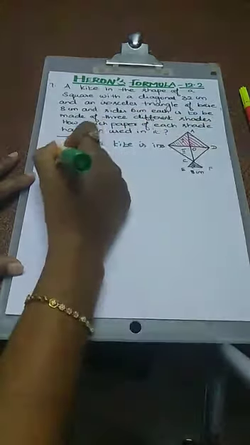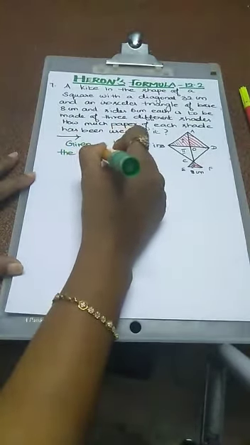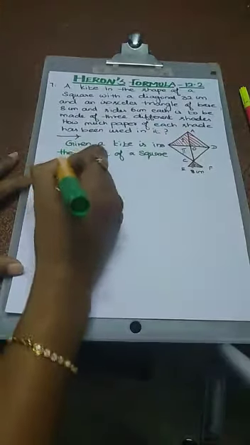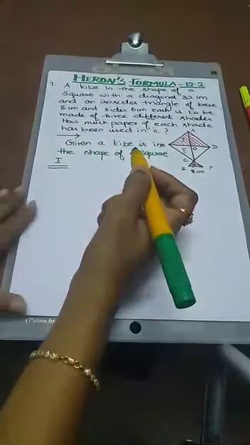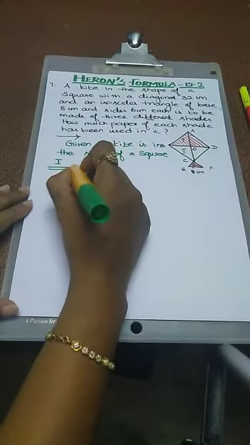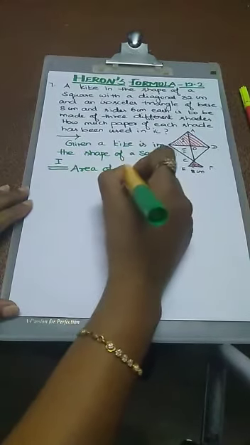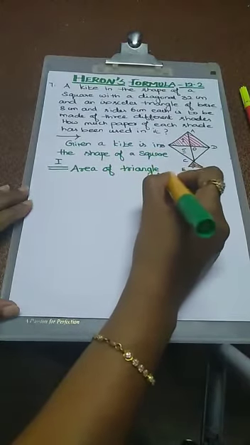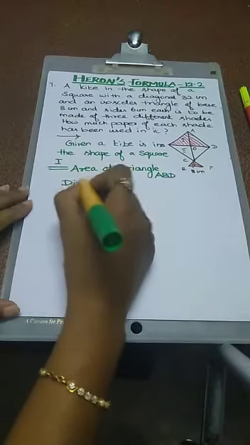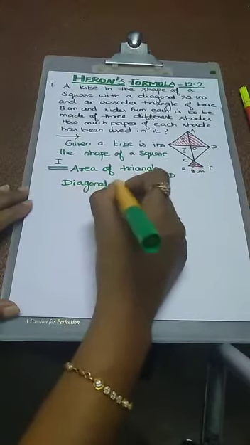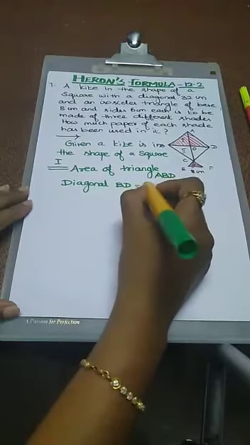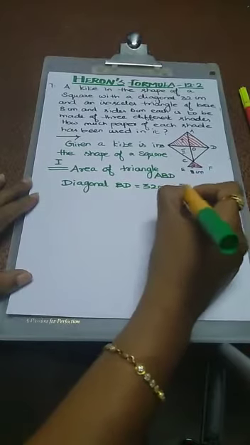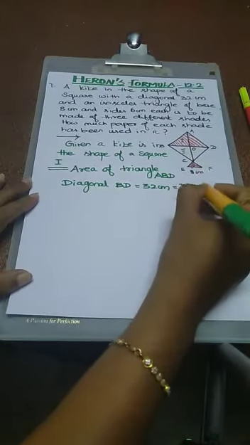A kite is in the shape of a square. Okay. First we are going to calculate the first part. Actually the first part is the area of triangle ABD. Here the diagonal value is given now. Diagonal BD is equal to what is given? 32 cm is given. Diagonal BD is equal to 32. Now automatically the diagonal AC is also 32.